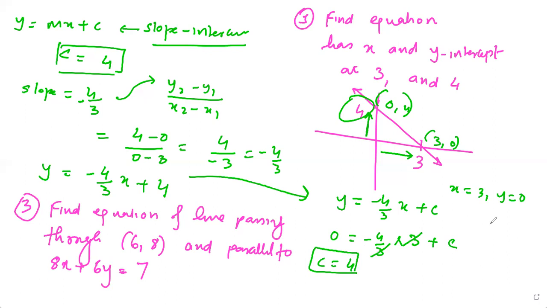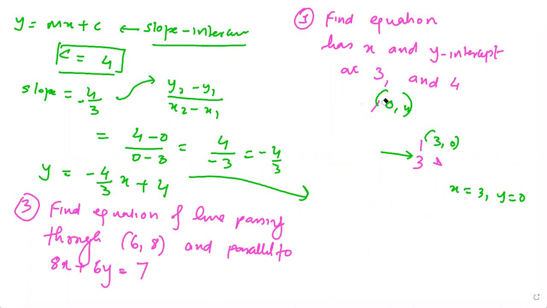So your equation still comes out the same. This is really important, that you have multiple approaches so that you can save some time during the exam. So this is how you do a question that has been given in terms of x and y intercepts. Now I'm going to quickly take the last question, which is about parallel lines.